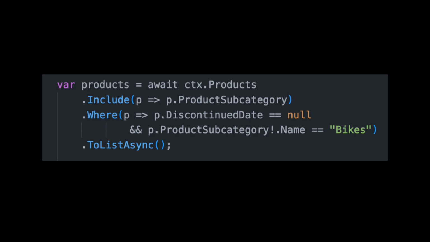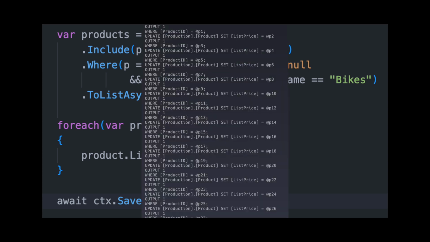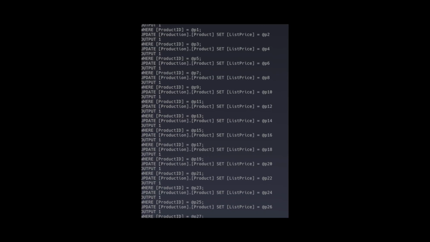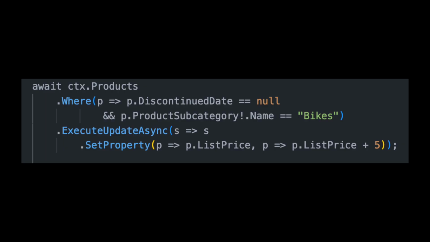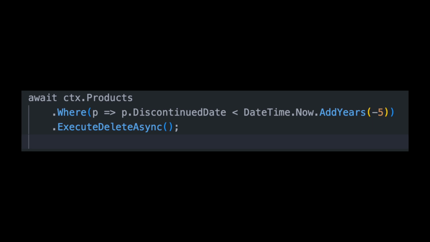Say you want to update prices for all bike products. The slow way to do this is to fetch all the bike data from the database, look through every bike, update the price, then call SaveChanges. It works, but EF Core generates a separate SQL update for each bike. The fast way is to use a method called ExecuteUpdateAsync. It creates one SQL command that tells the database to update all rows matching your filter. The same idea applies to bulk delete with ExecuteDeleteAsync.